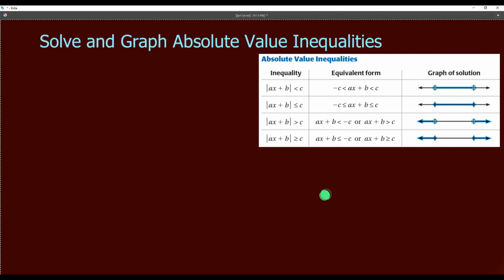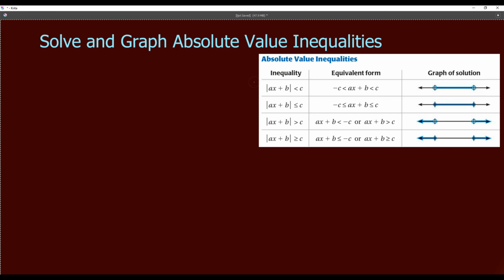Okay, so let's talk about solving and graphing absolute value inequalities. So here is a little bit of a cheat sheet that I have for you guys. You might want to take a picture of this, print this out, write this down, whatever you do, so you can use it when you do your problems. But ultimately, you should want to memorize these or understand them so you can do them without looking at it.